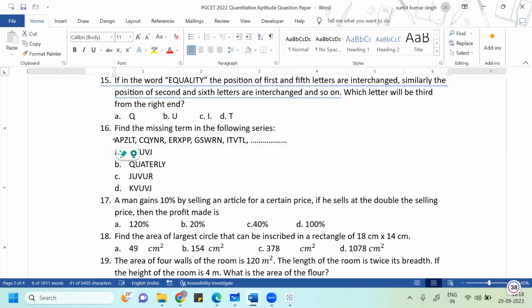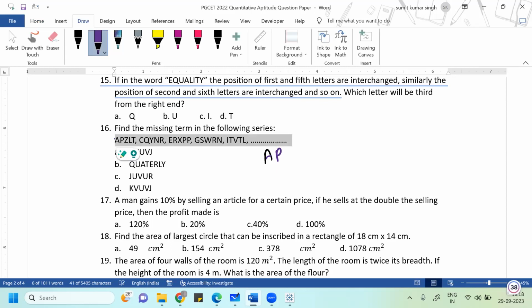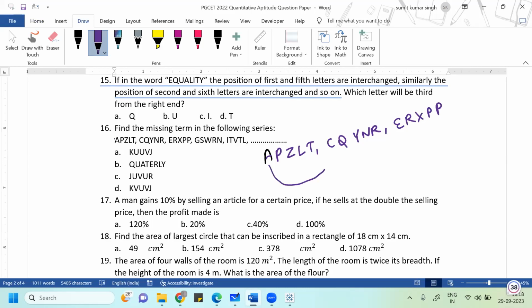Here, what is written is A, P, Z, L, T, and after that it is written C, Q, Y, N, R. Then it is written E, R, X, P, P. Now here you can see A to C, C to E, there's a gap of one letter. So A, B, C, C, D, E, E, F, G, G, H, I. After I, there's a gap of J, I, J, K. Then the next letter will be K.